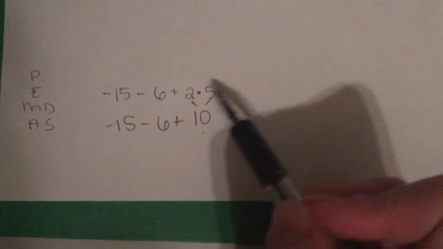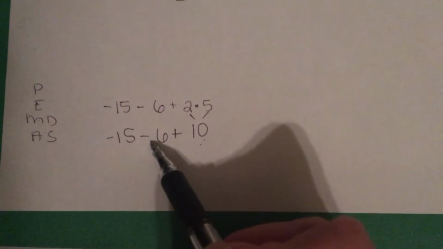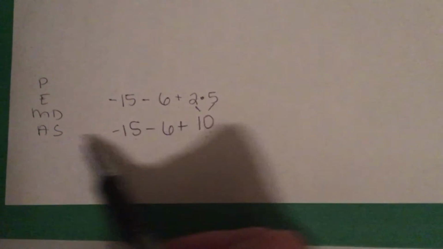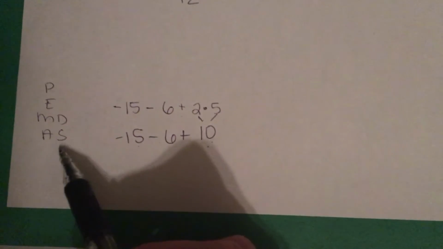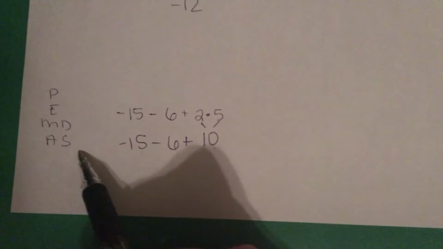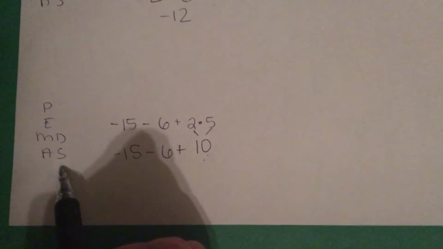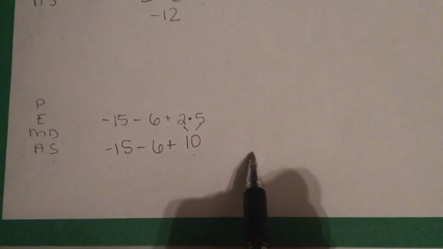So then from here, I just rewrite the rest of my problem. The 2 and the 5 turned into 10. The negative 15 stays, the subtraction, the 6, the plus sign, all of that stays. So now on my PEMDAS, I've done all the multiplying and dividing, so I'm up to the adding and subtracting. Remember, adding and subtracting are on the same level of my PEMDAS when I write it out this way. So that means I do addition and subtraction in order from left to right.